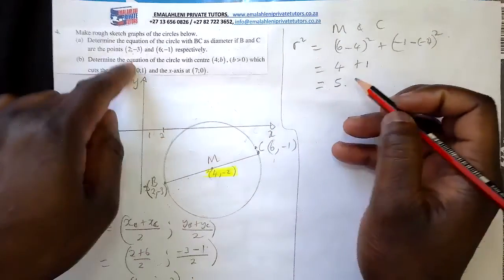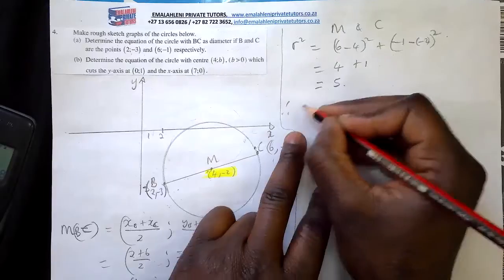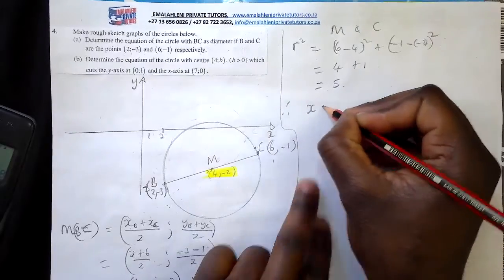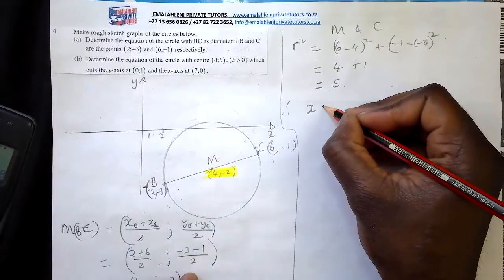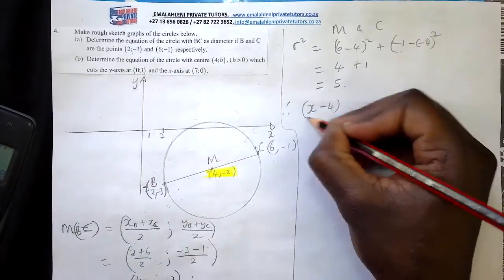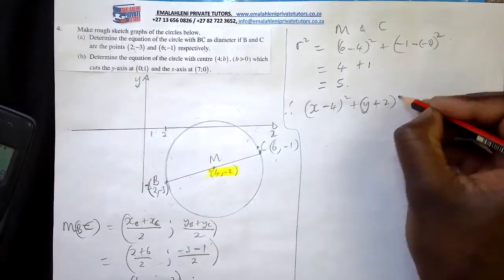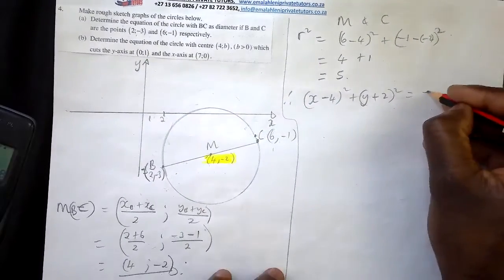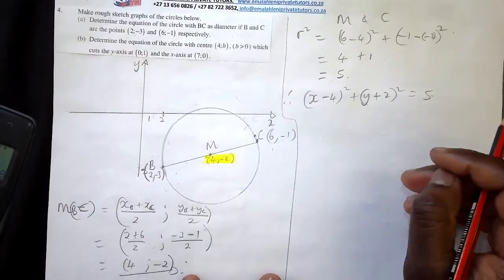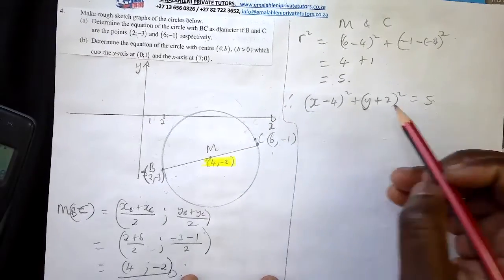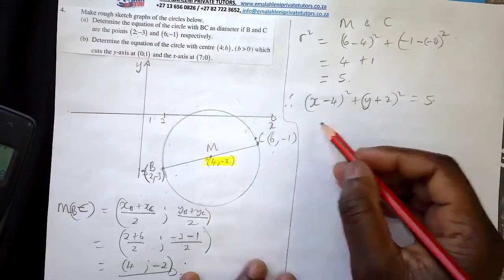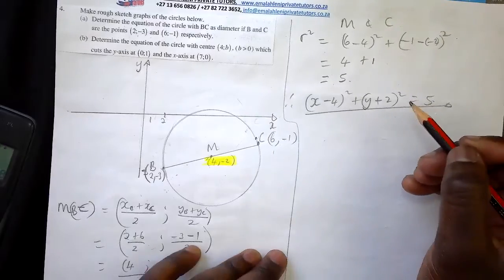Therefore, the equation of the circle is going to be (X minus 4) squared plus (Y plus 2) squared equals 5, which is R squared. Okay, that's how we get the equation of the circle there. We have the equation of the circle now.